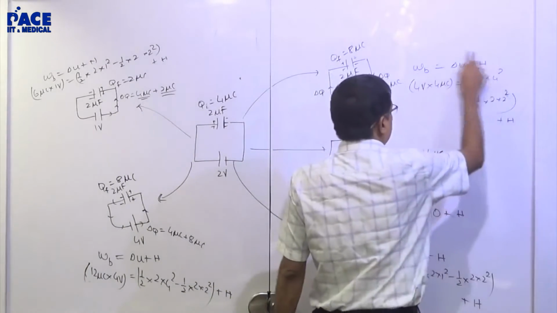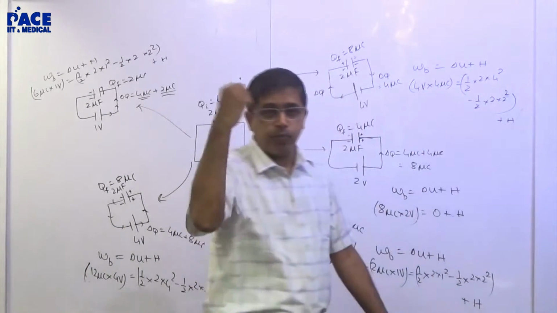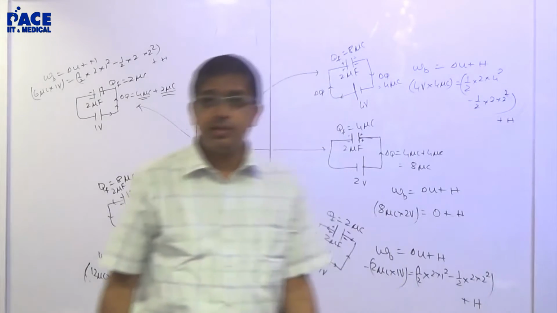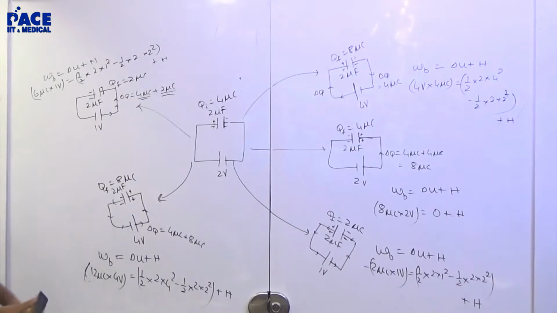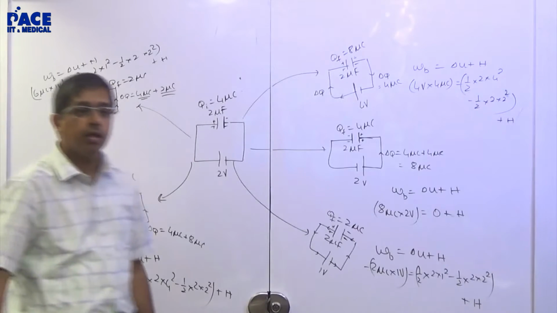See, work done by the battery is delta U plus heat loss. Play with that equation however you want. Right? Okay, thank you, sir.